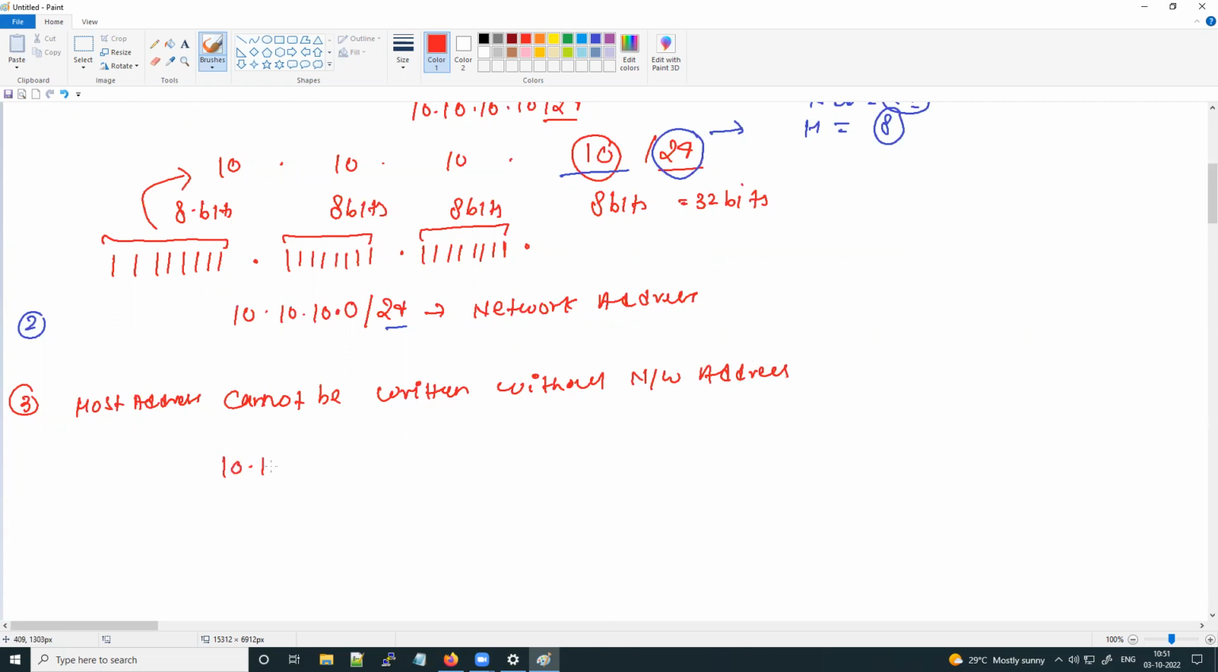What is the network address? 10.10.10/24. So here it would be 0, but if you write 0, it would become the network address. But our requirement is to have the host address, so we have to write 10. This is what we have. So this is the host address, and this is the network address.